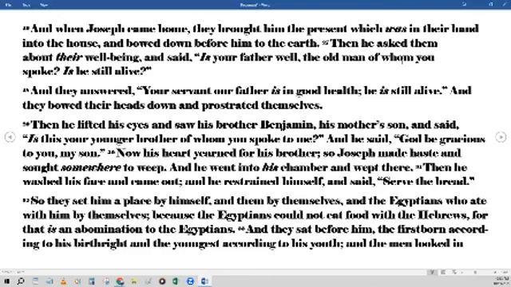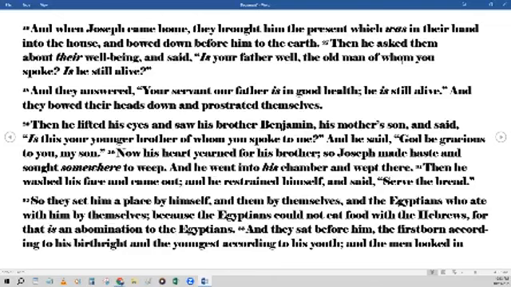Then he lifted his eyes and saw his brother Benjamin, his mother's son, and said, is this your younger brother of whom you spoke to me? And he said, God be gracious to you, my son. Now his heart yearned for his brother, so Joseph made haste and sought somewhere to weep.